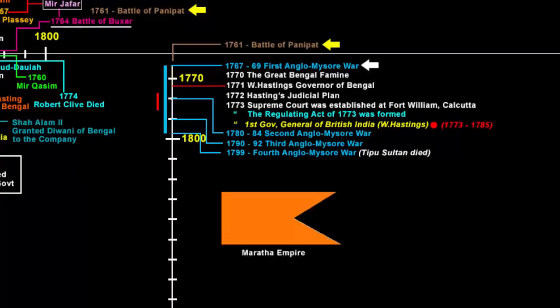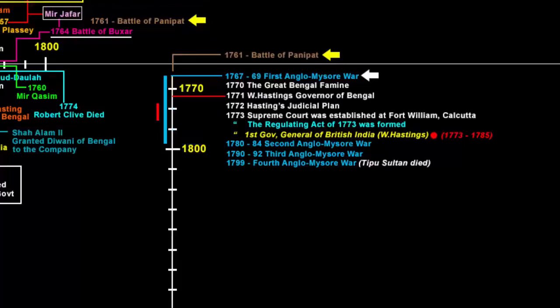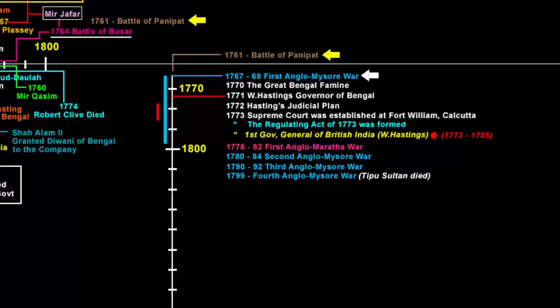So it is natural that they also had an eye on the Maratha Empire after their defeat in the 1761 Battle of Panipat. The company fought three wars against the Maratha Empire under the name Anglo-Maratha Wars. The first one took place between 1775 to 1782.